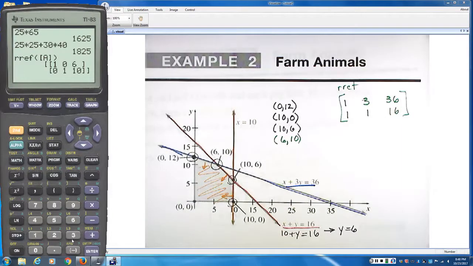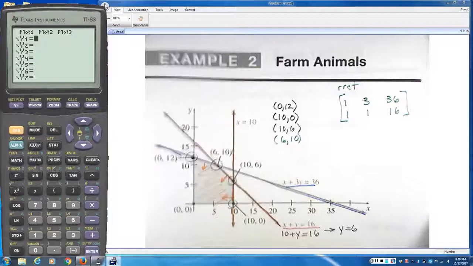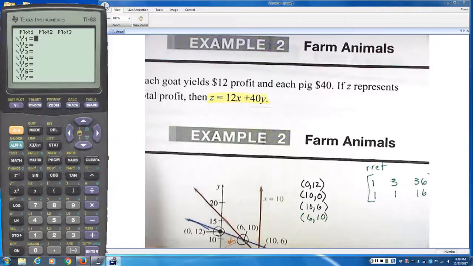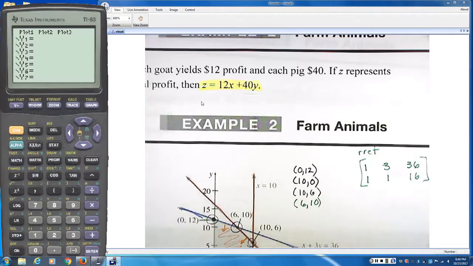So now that we've got all of our corner points, and since it's getting a little bit late and my brain might be getting tired, what I'm going to do is go to the y equals menu, and I'm going to plug in the objective function. Remember, her objective function is about profit. Well, I really can't. Doggone it. Looks like I might have to do it the hard way, because I've got x and y. So we're going to have to do this one by hand.